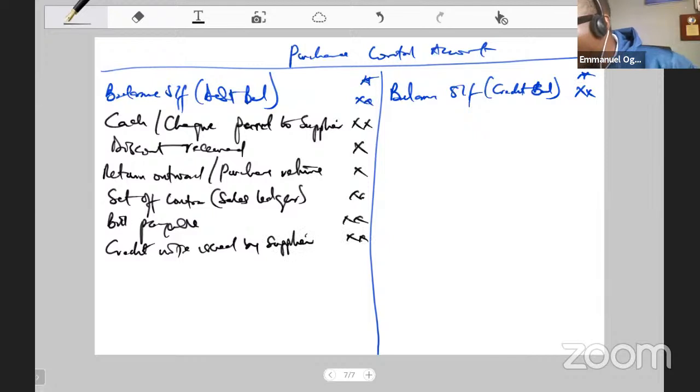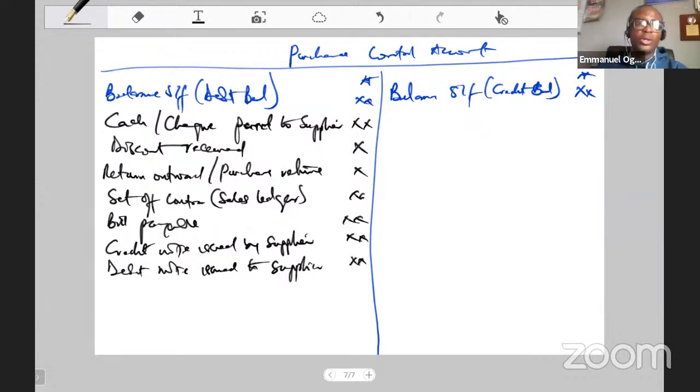Be very careful. Credit notes issued by supplier. You can also have the situation that you want to tell your supplier, you can also do what we call debit notes. Are we there now? Issued to supplier. There is a difference between the one issued by supplier and the one issued to supplier.